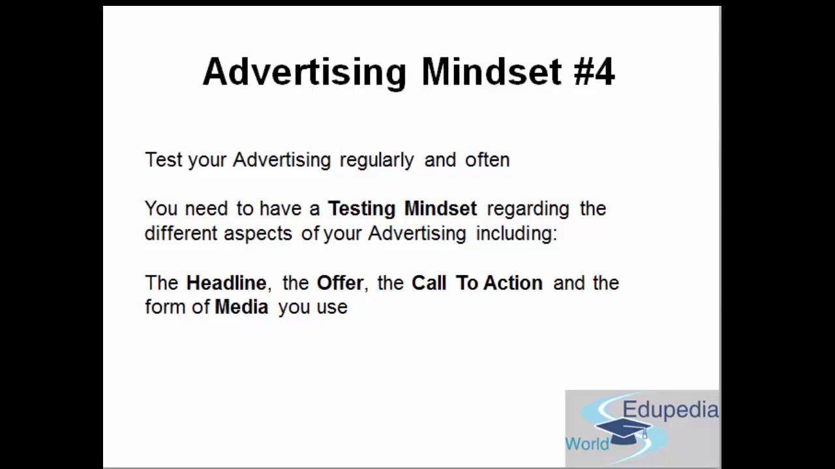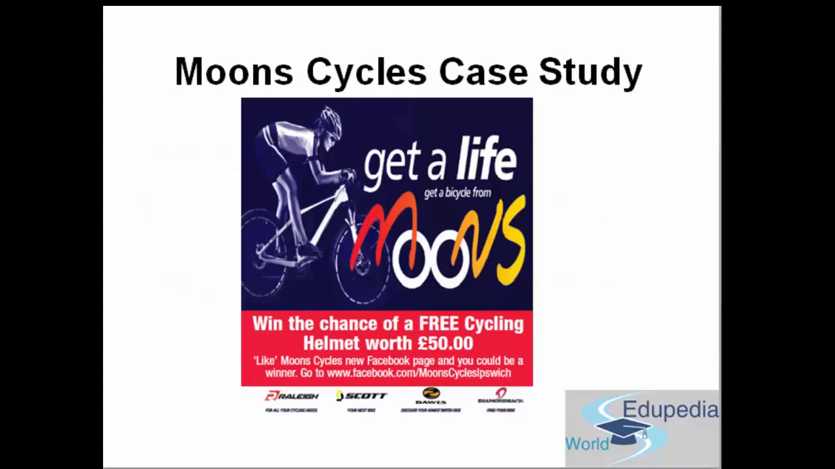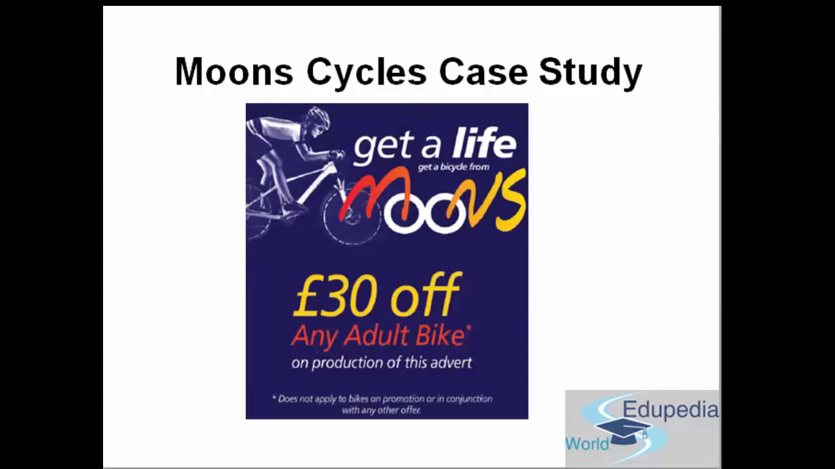You need to have a testing mindset regarding the different aspects of your advertising: the headline, the offer, the call to action, and the form of media that you use. So if you remember, we had this ad where we changed it a little bit to say, we're going to say win the chance of a free cycling helmet. And as you can see here, we changed it to say 30% off any adult bike on production of this advert.